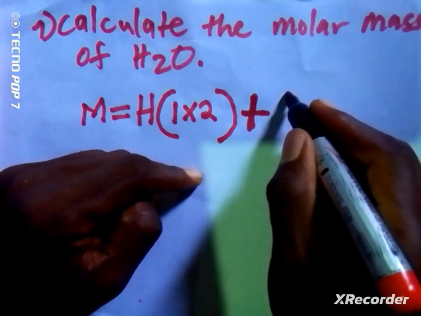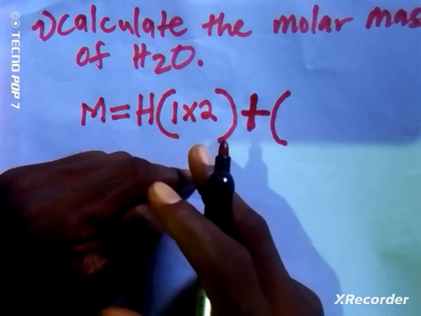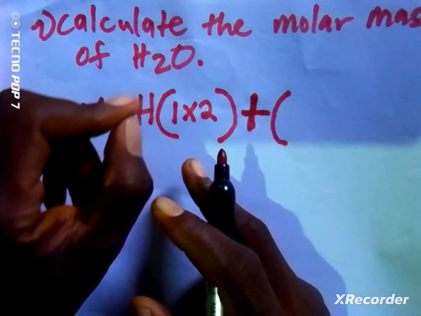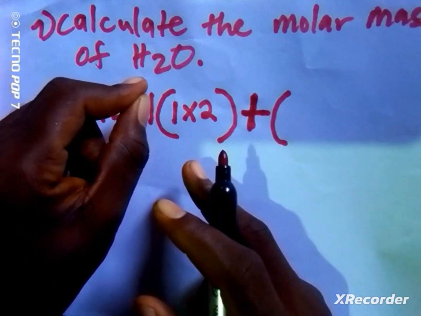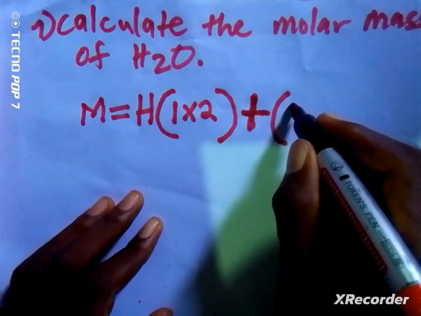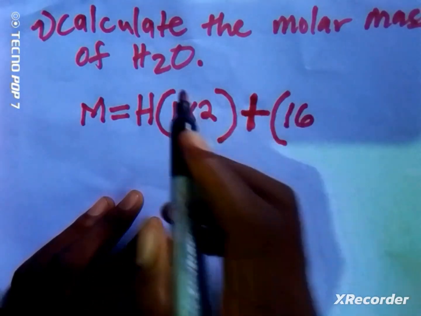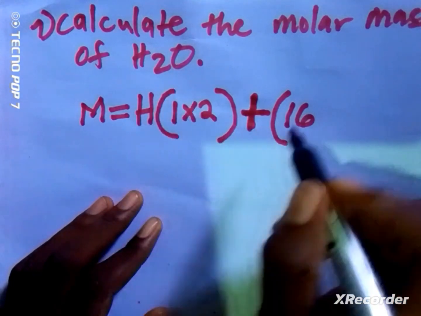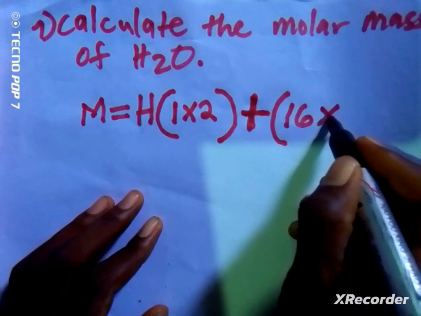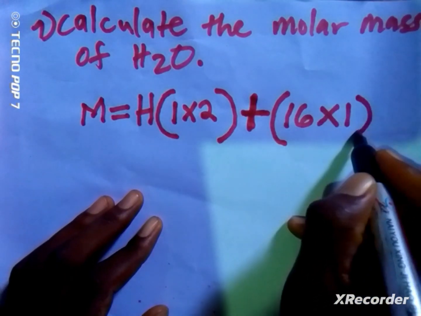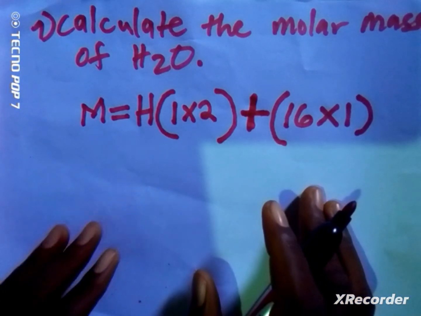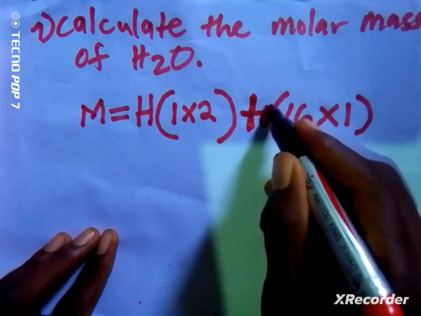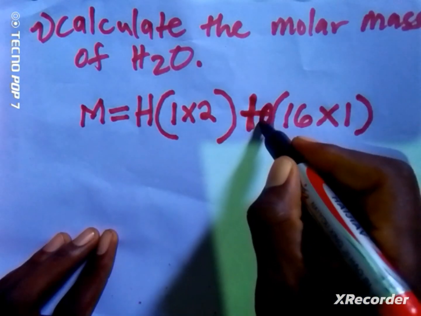remember we are going to add later, so we maintain our operation sign, parenthesis open for oxygen. What is the atomic mass of oxygen? If you check the periodic table, the atomic mass of oxygen is 16. So how many times does oxygen appear within this compound? 1 time. So it's 16 times 1. Very simple. So we're going to have O here. Not to forget we have O here.